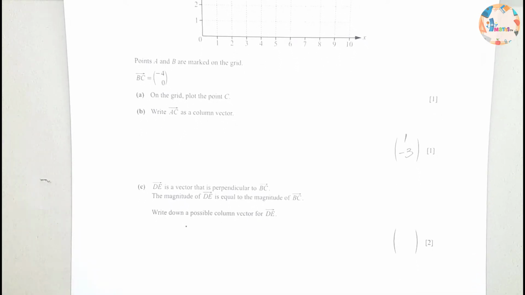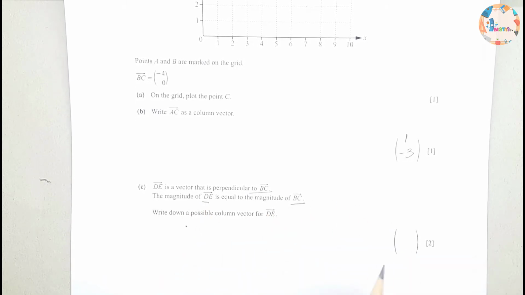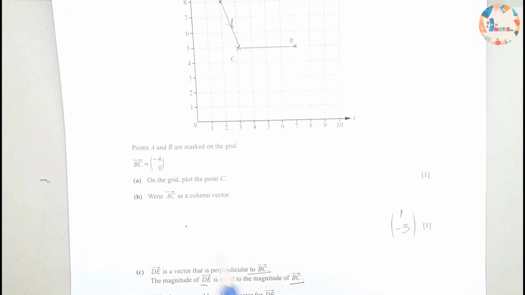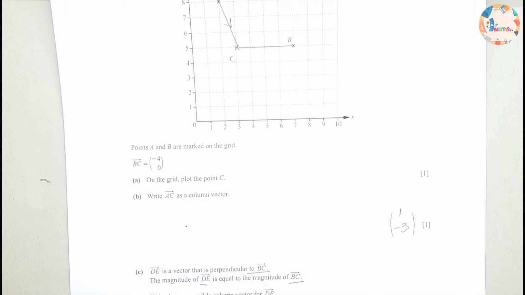So perpendicular to BC, the magnitude of DE is equal to the magnitude of BC. So same numbers, this one we will just change the sign and switch this one.